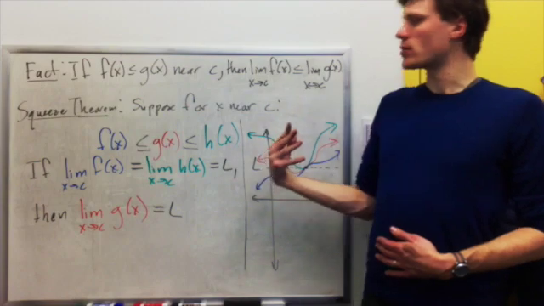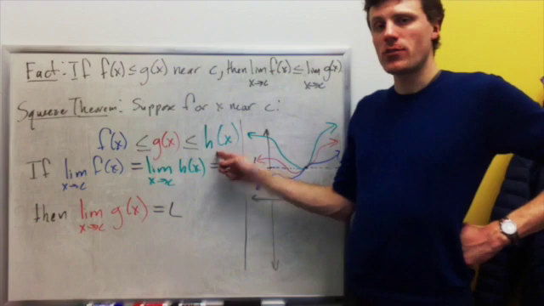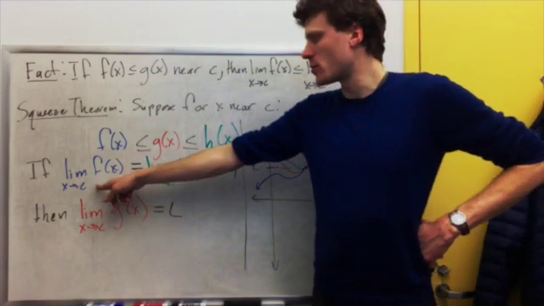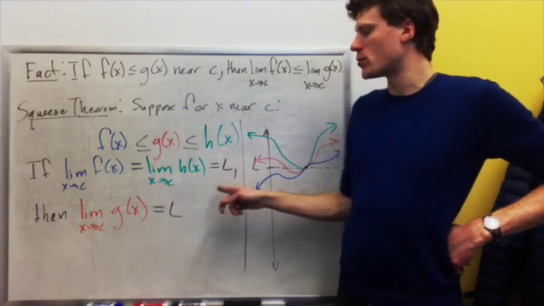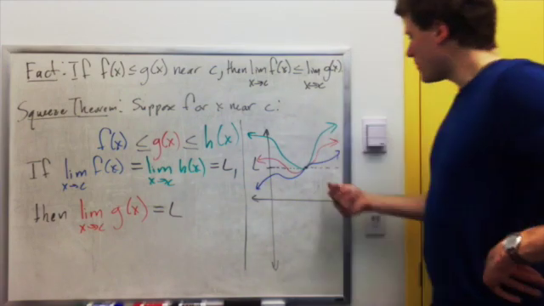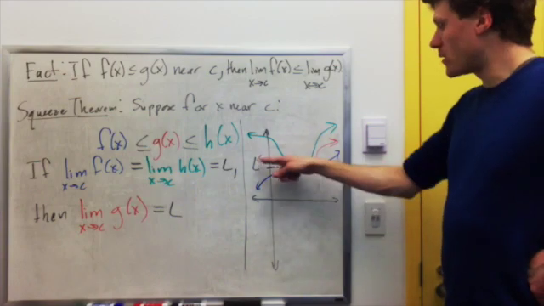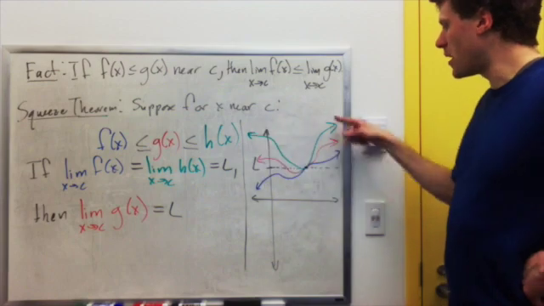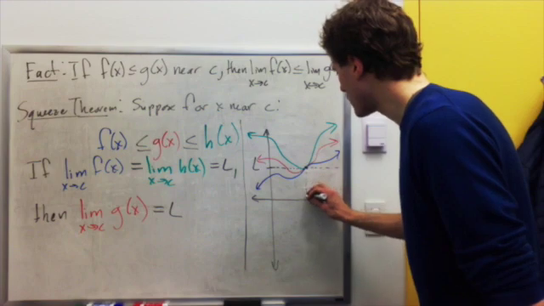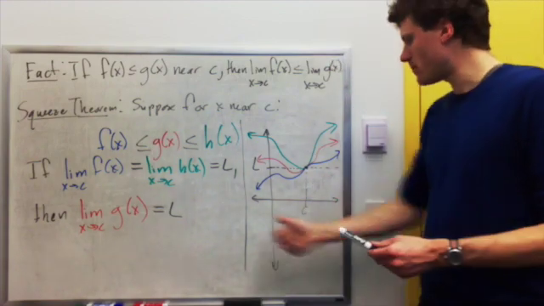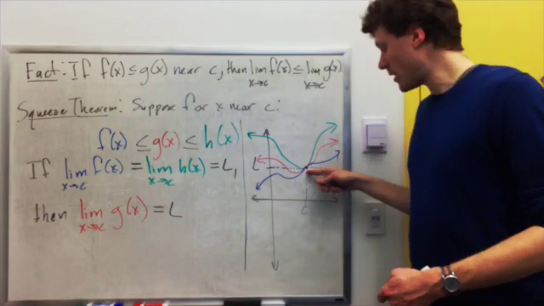So suppose for x close to c, f is less than or equal to g, and g is less than or equal to h, and also suppose that the limit as x approaches c of f is equal to the limit as x approaches c of h of x, which is some number L. That means we're in this sort of picture right here. f is the bottom function, g is the middle function, and h is the top function, and I'm saying that as x gets closer and closer to c, h and f both approach L.